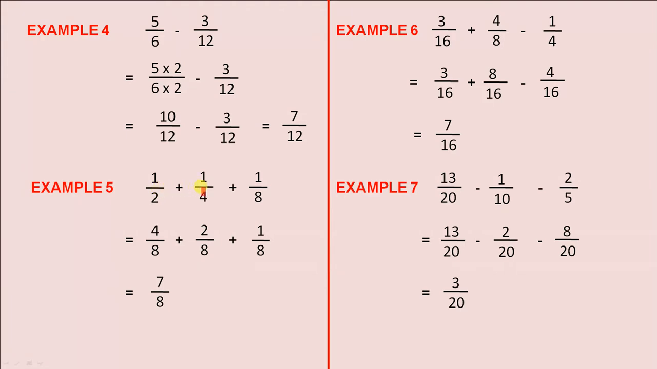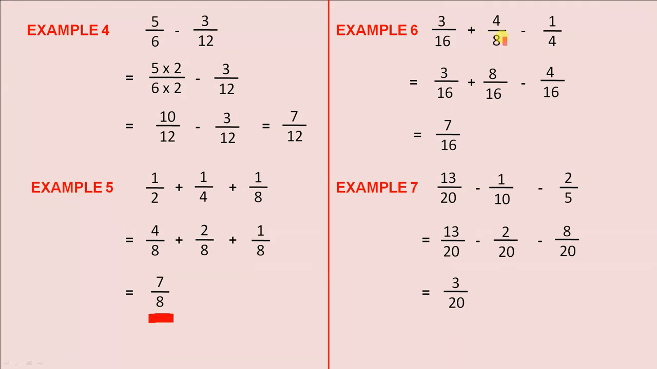Example 5, we have a half plus a quarter plus an 8. Now we can see that we need to make this denominator and this denominator an 8. Now without doing the working, let's see how we go. It's quite straightforward, because to make this denominator an 8, all we do is multiply top and bottom by 4. 4 1s are 4, 4 2s are 8. To make this denominator an 8, multiply top and bottom by 2. 2 1s are 2, 2 4s are 8. So we have those three fractions there. When we add them together, we get 7 over 8.